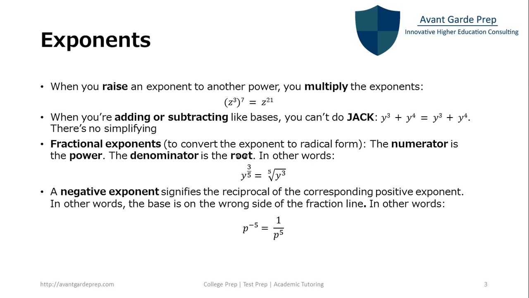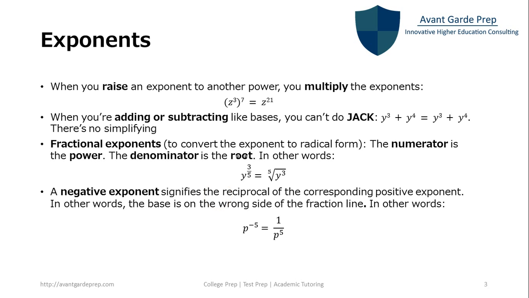When you raise an exponent to another power, you multiply the exponents. Here you see z cubed quantity raised to the 7th power. So this is actually z to the 21st power. You multiply 7 times 3.